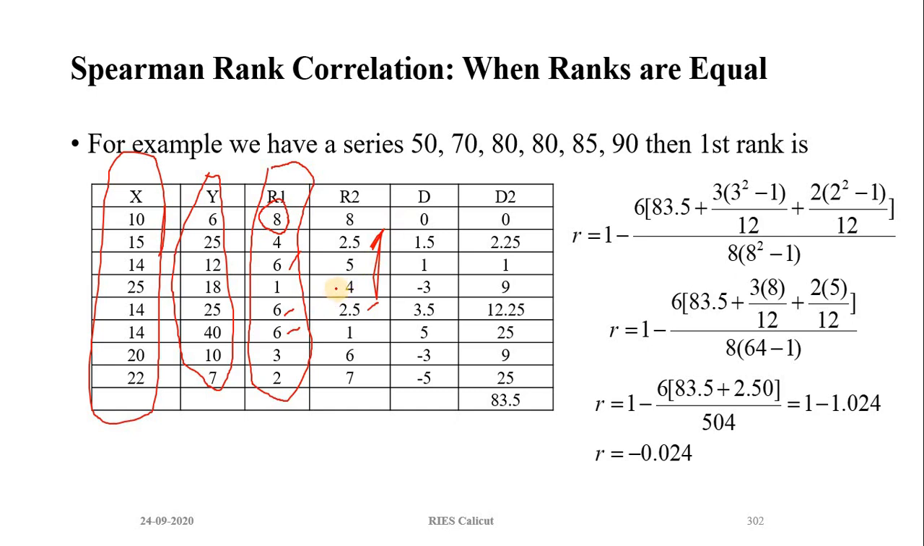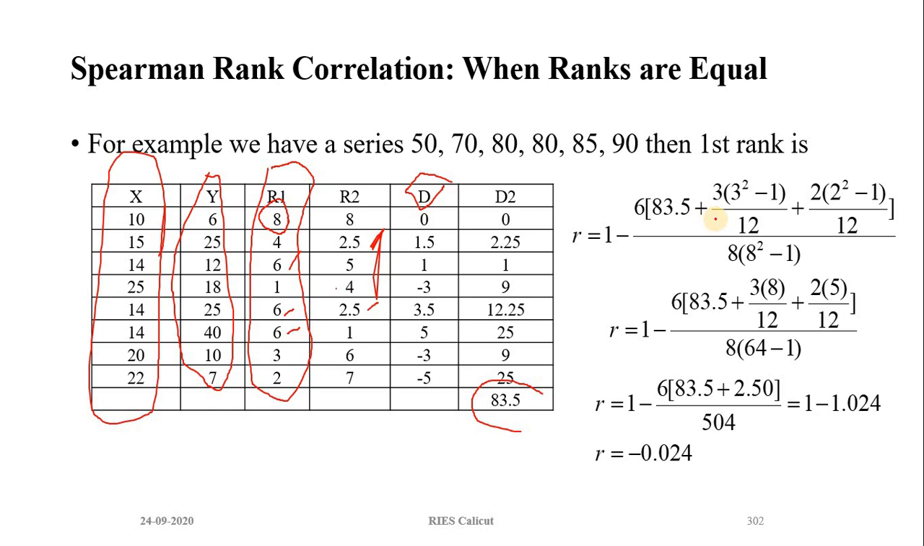Then the fifth rank, sixth rank, seventh rank, and eighth rank. Now what do you have to do? You have to find the differences in the ranks, square the differences, and find the sum of these squared differences. We have got 83.5. Now we are coming to the equation. The equation is 1 minus 6 into sigma d square, which is 83.5, plus.